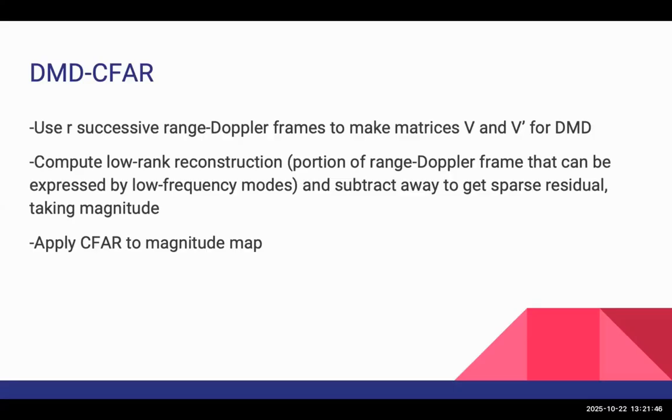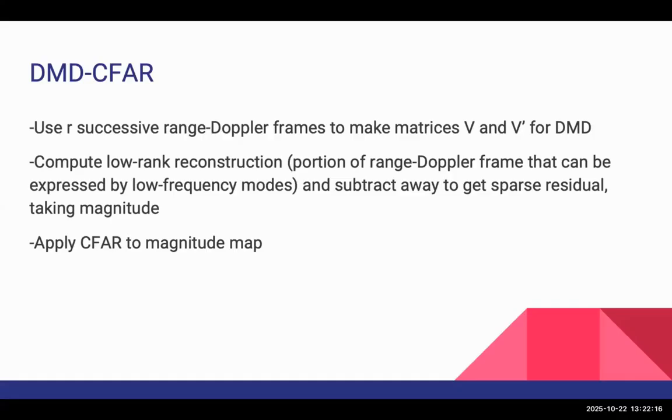So we can compute a low rank reconstruction, which is basically a portion of the range Doppler frame that can be expressed by the low frequency modes in the dynamic mode decomposition. It gives you those eigenvalues, and those have frequencies. And the low frequency modes capture something that moves very, very slowly. So there you're going to see static clutter. You're going to see noise that doesn't change much over time. If you have something very slow moving, like an object, you might capture that as well. So that's the method we used.